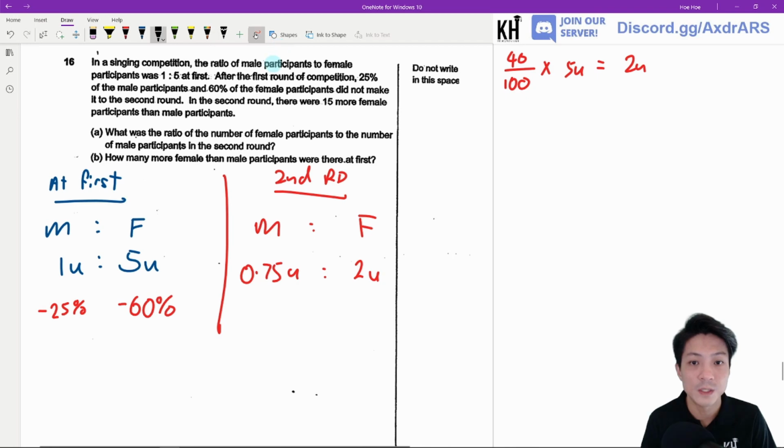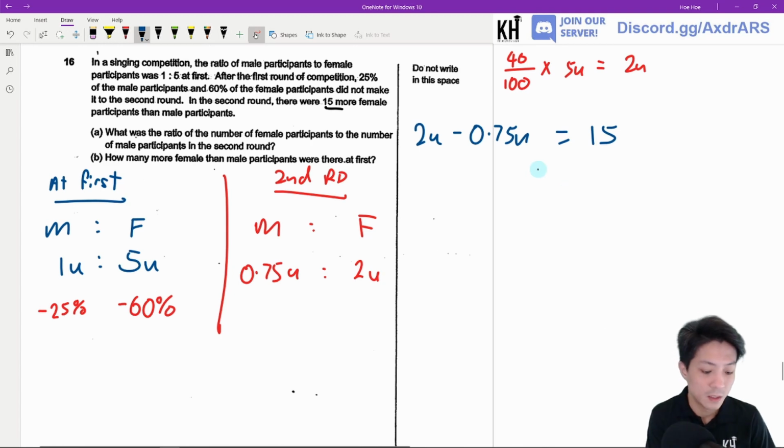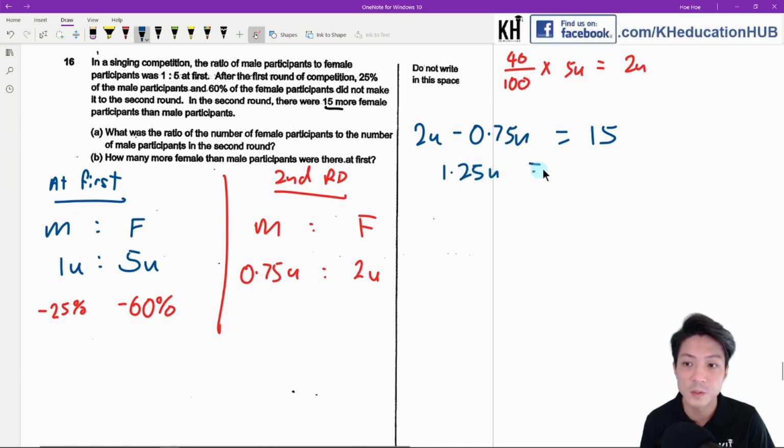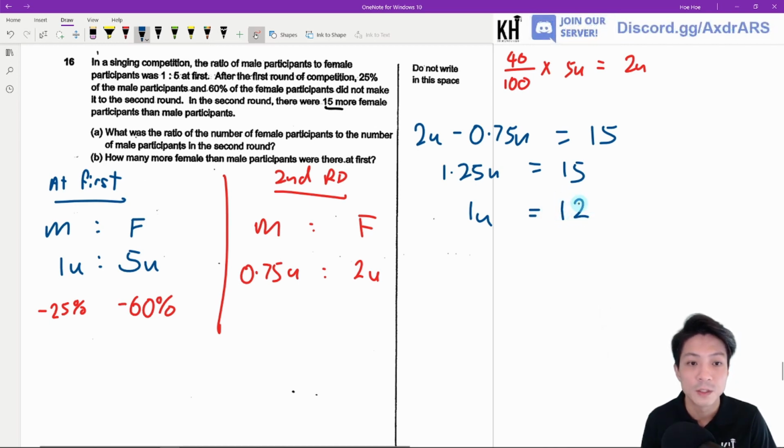Okay, so now there is 15 more female participants than male participants in the second round, which means that 2 units minus 0.75 units equals 15. Okay, 1.25 units is equal to 15, which means that 1 unit will be equal to 15 divided by 1.25, which is 12.